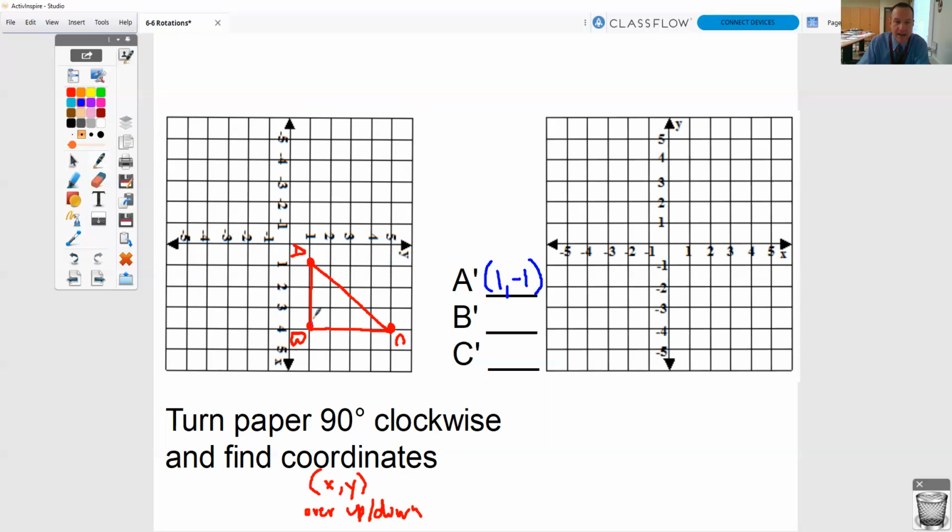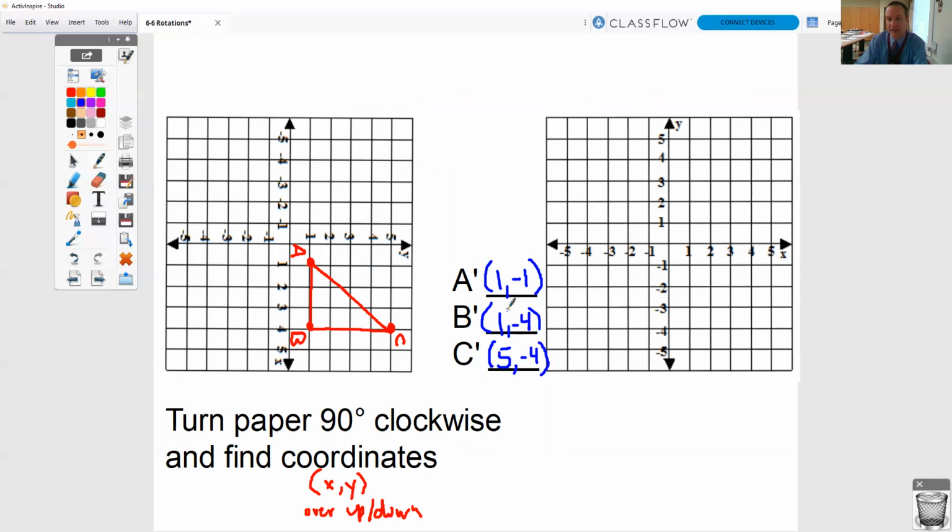Where is B at? Starting in the middle, over to 1, so that's good. But then we're going down. Now it looks like you're going down to 4. You're not going down to 4, you're going down to -4, because anytime that you go down, down is always negative. Letter C, starting in the middle, over to 5, that's good. Down, now it looks like it's down to 4. But remember, anytime that you go down, down is always negative. So this is really 5, -4.